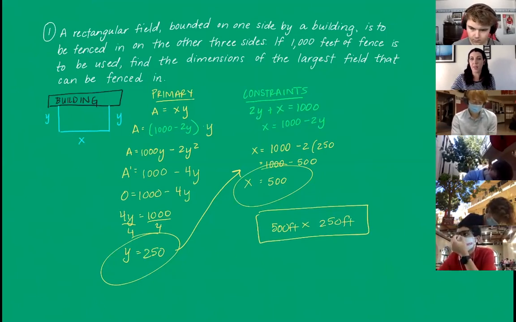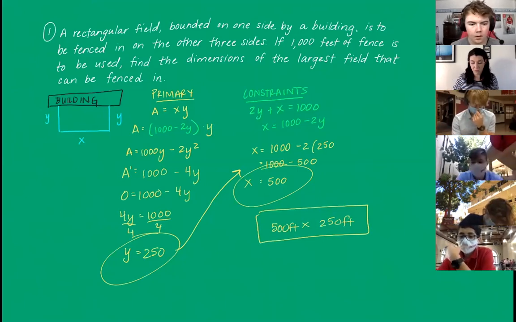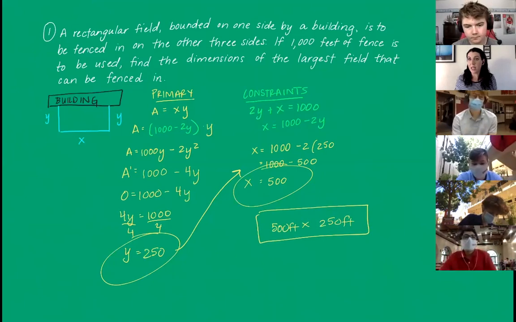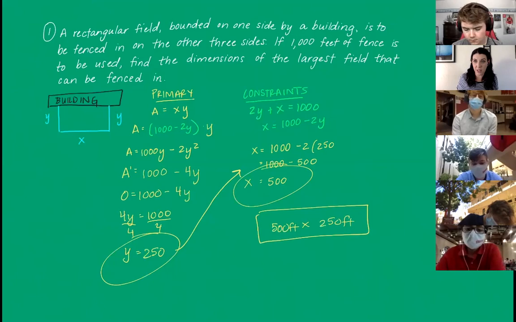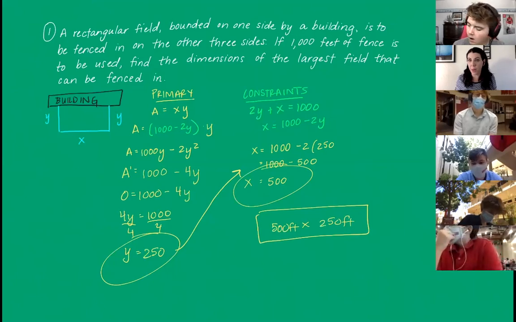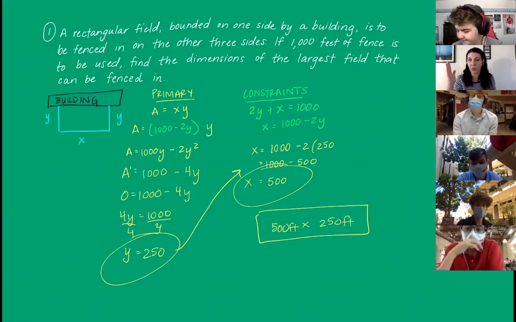Okay, any questions on this problem? What happens now if the building is... Sorry, go ahead. Why do we put the building on the X side? What happens if it was on the Y side? Yeah, you get the same thing, you just get different dimensions. Your X might be 500 and your Y might be 250, or your X might be 250 and your Y might be 500, but it's irrelevant, because all we're saying is one side of the fence is 250 and one side of the fence is 500.